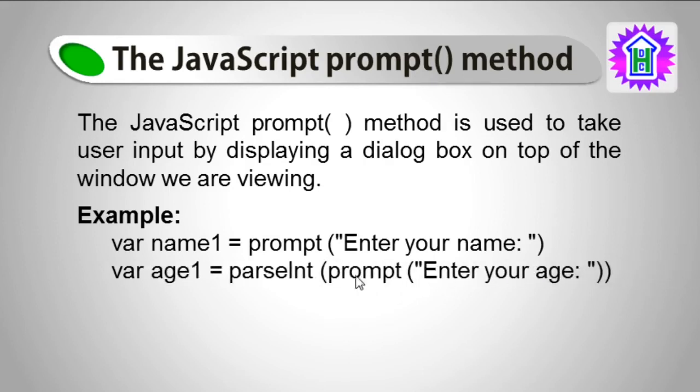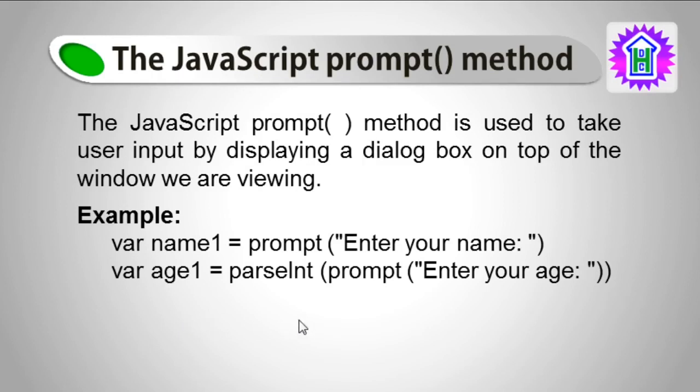Another example, suppose we want to take the age of a person. The age of a person is a number, a numeric data. Now whatever we write in a prompt box, it is always text or string. So if I only write prompt enter your age, I can take the data into age1, but in this case that age will be a string. We cannot do calculation using that age.